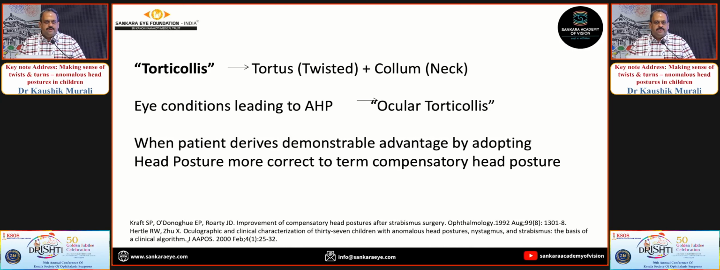So first, to start off, you need to understand that torticollis or any twisted posture comes from a combination of two words, tortus and collum, which literally translates to twisted neck. When you look at any eye condition leading to an anomalous head posture, we refer to it as ocular torticollis. Whenever a patient derives advantage by adopting it, it may make more sense to call it a compensatory head posture rather than ocular torticollis, because there is some functional improvement that the child or the adult actually undertakes. That has been suggested earlier, but we will stick with ocular torticollis for the basis of this presentation.